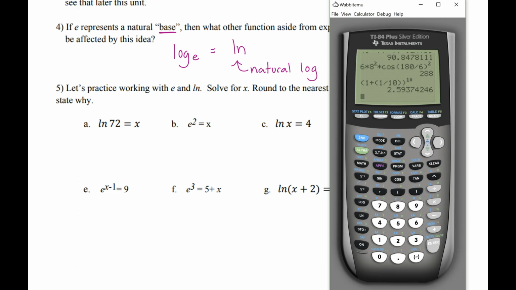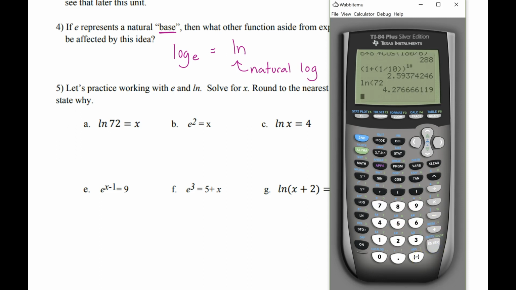Is there a button for ln? Yes. Right here. You see it? It's right above the on button. You see that capital LN? That's the natural log right there, ln. So you press that button above the on button, and then you put in 72, and then you press enter.